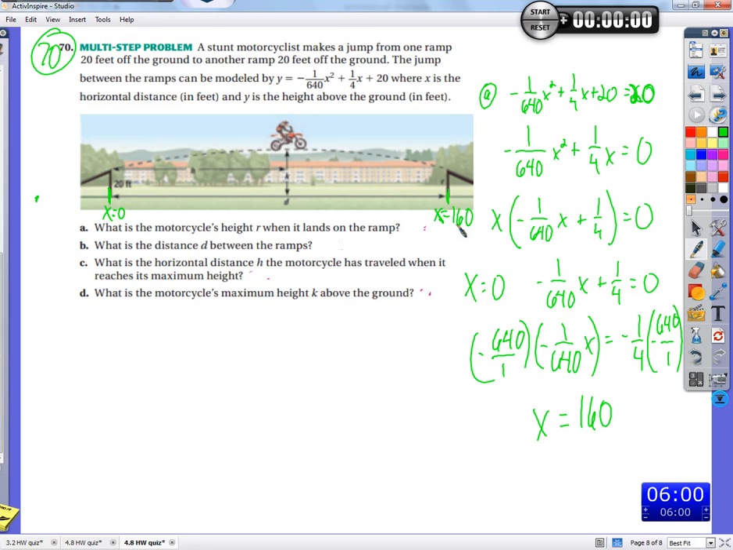What is the horizontal distance h the motorcycle has traveled when it reaches its maximum height? Just half of 160, so 80. What is the motorcycle's maximum height k above the ground?